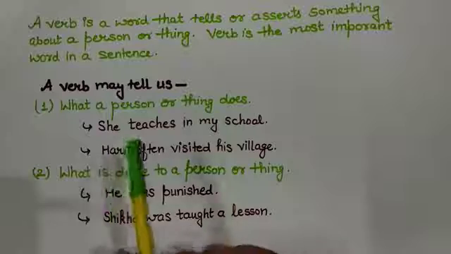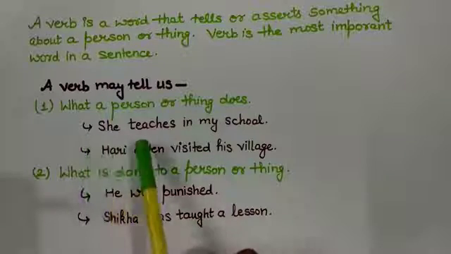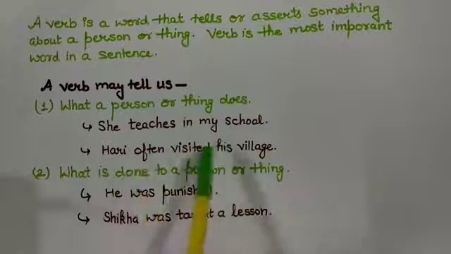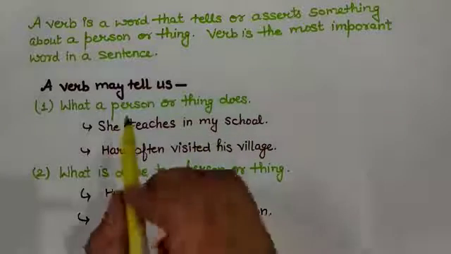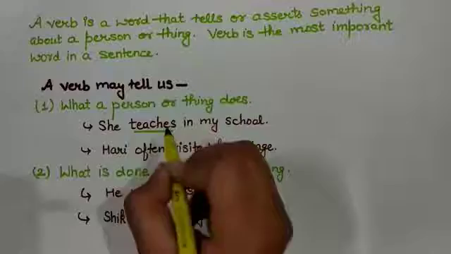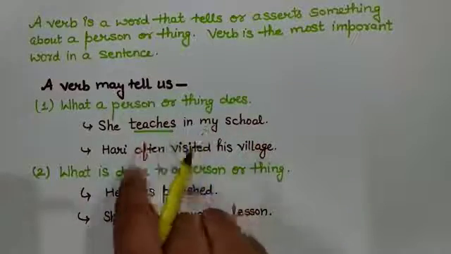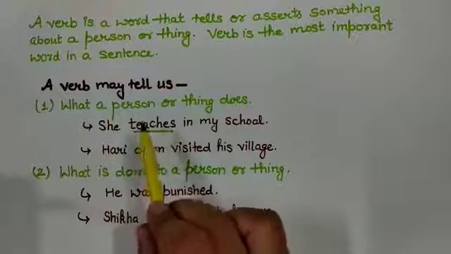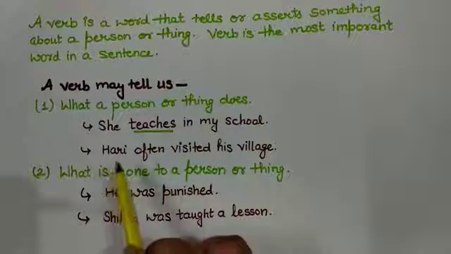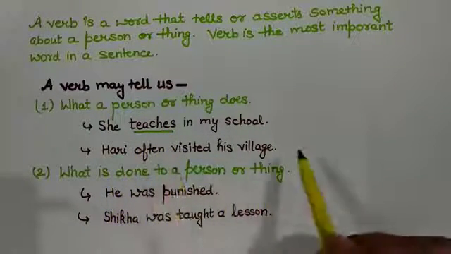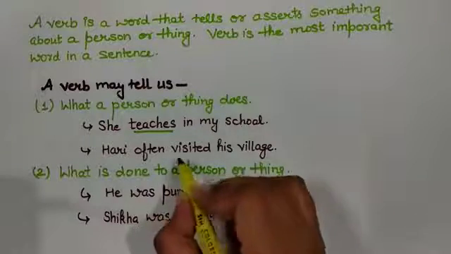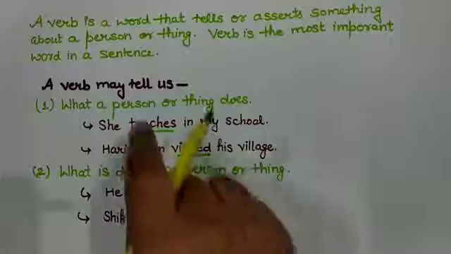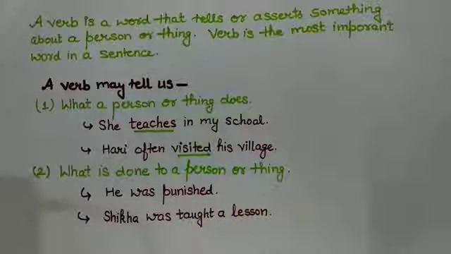Like, you can see the examples. She teaches me in my school. What am I doing here? Person is teaching. The verb is teaches. You can see that the subject is doing something and that is teaching. Hari often visited his village. Here, what is happening? Visit, right? So, these words are verbs.